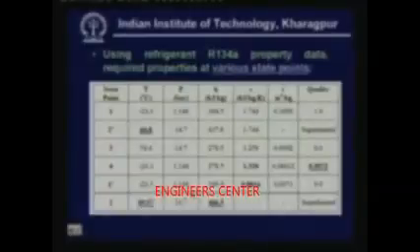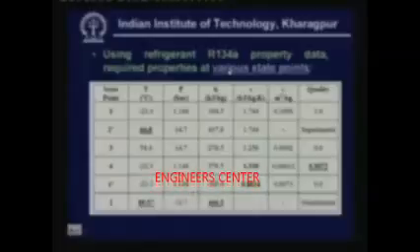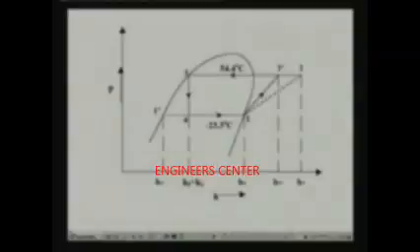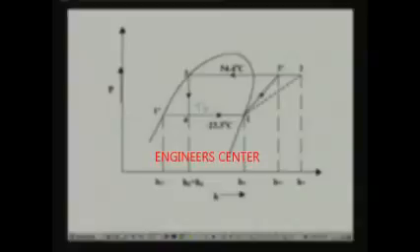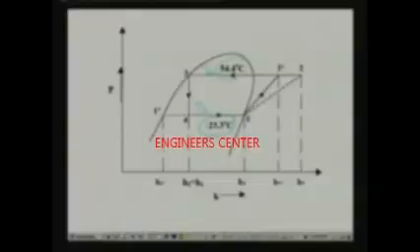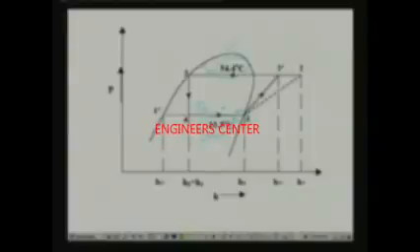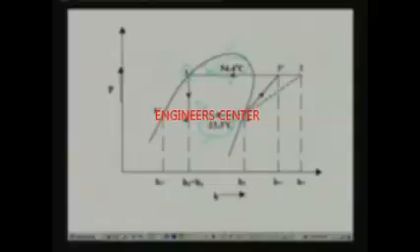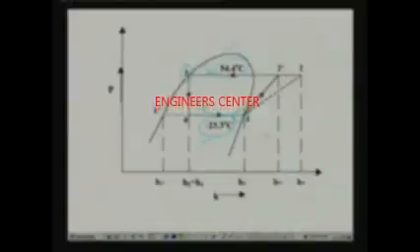Now using refrigerant property data, let us find out the required properties at various state points. Let me quickly explain how to find out the properties. What is it that we know, and how do you find the rest of the properties? All that we know is the evaporator temperature TE is minus 23.3 degrees centigrade, and the condensing temperature TC is 54.4 degrees. We also know that the exit of the evaporator, that is point 1, is saturated vapor, and exit of the condenser, point 3, is saturated liquid. It is also mentioned that the isentropic efficiency of the compressor is 0.65.